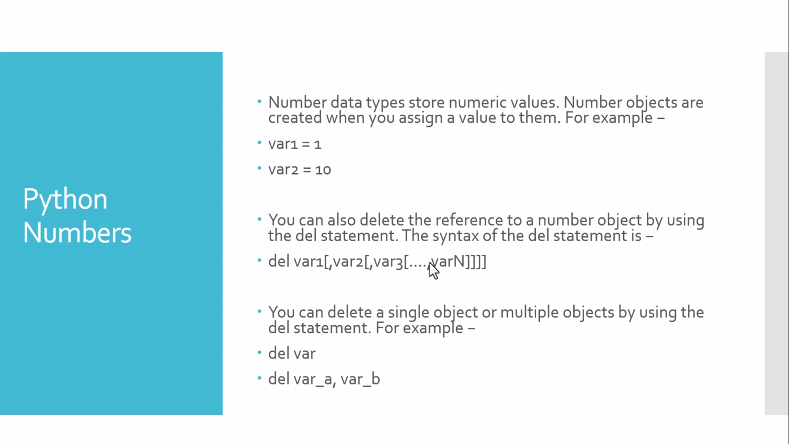So let's get started. We can see an example in the practical also. You can delete a single object or multiple objects by using the del statement. For example, del var_a, var_b, like this.